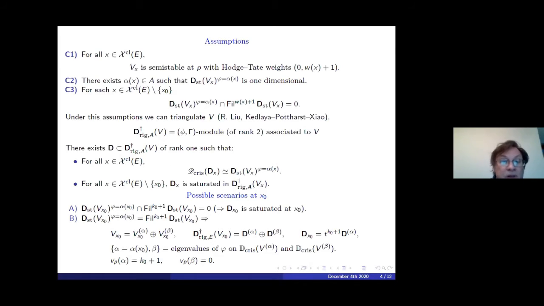We now are interested in what can happen at the point x0, at the center of the disk. So two cases are possible. The first case, case A, is a case where this property, the property C3, holds also at the point x0. In this case, Dx0 is saturated at x0.